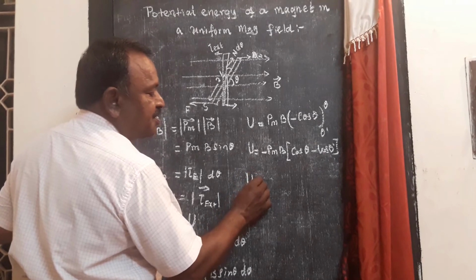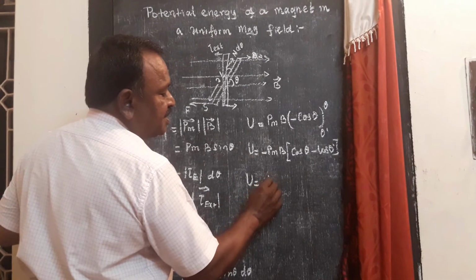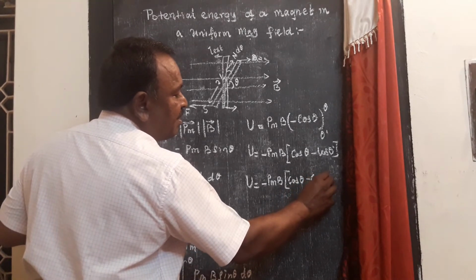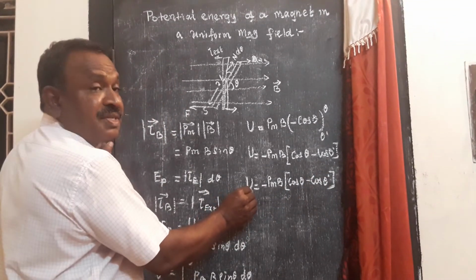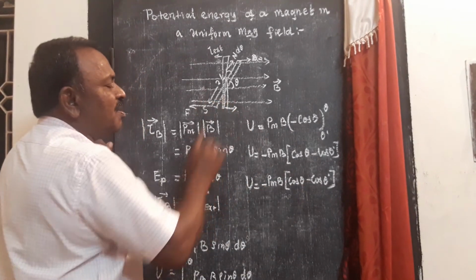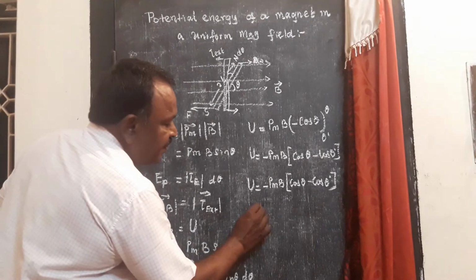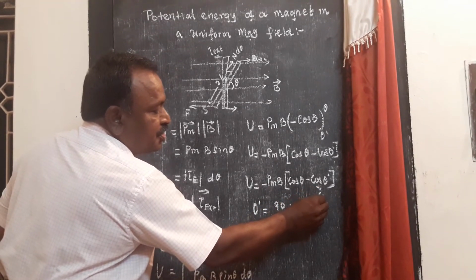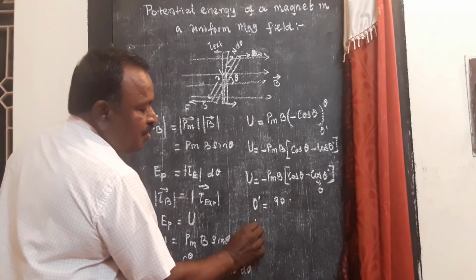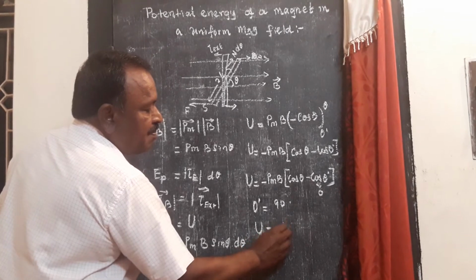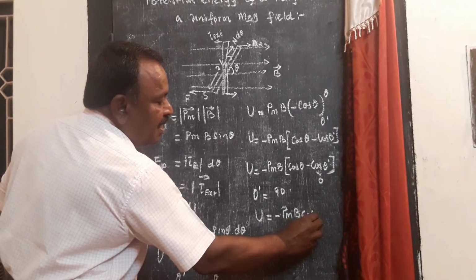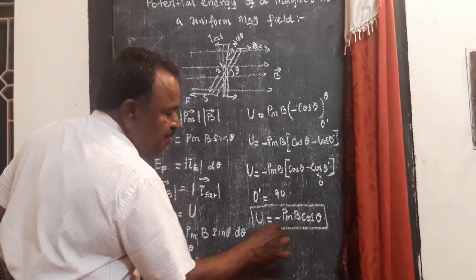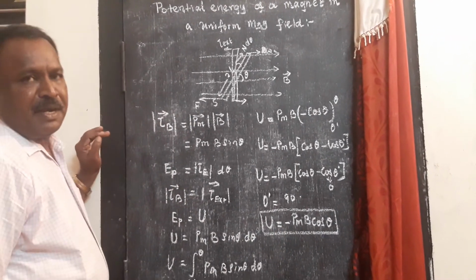That is, potential energy is equal to minus Pm B into cos theta minus cos theta dash. This tells that potential energy is nothing but the difference in potential energy of the two positions. If you take theta dash is equal to 90 degrees, this term will become 0. When this term becomes 0, then the potential energy is given by minus Pm B cos theta. So this expression will give the potential energy possessed by a magnet when it is kept in the magnetic field.